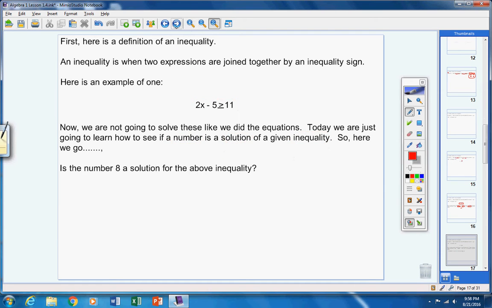So here we go. Take this inequality up here, okay? Is the number 8 a solution for this inequality? Well, let's find out. Let's put 8 in for x. Let's see what happens, okay? 2 times 8 is 16.